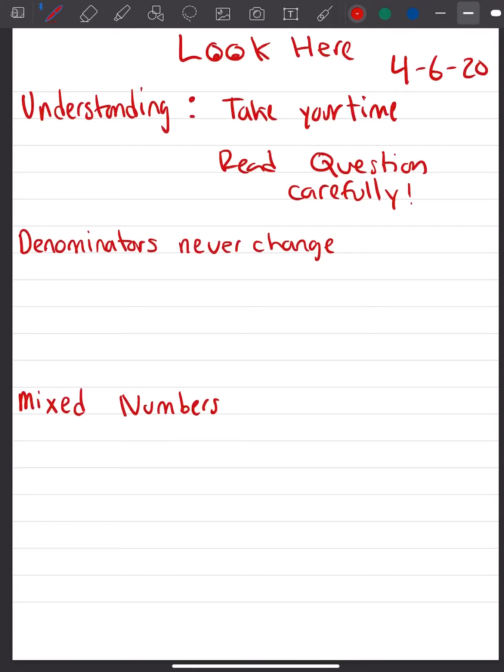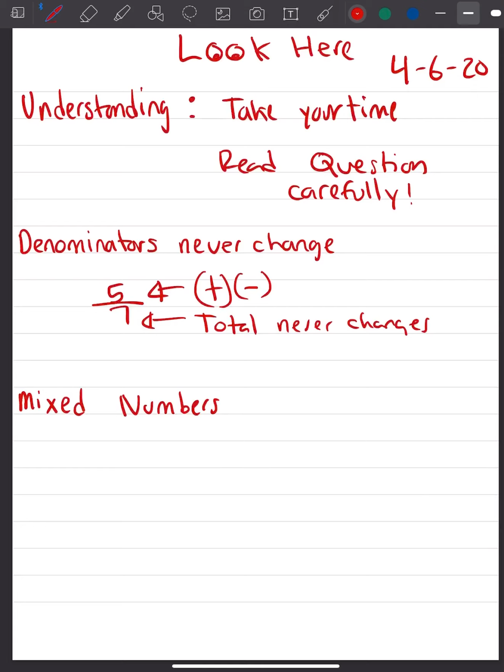Then we go to the next part that you need to know for today, which is that denominators never change, guys. So, for example, if they give you a fraction like this, let's say 5/7, this number might change because you might add or subtract to it. But this number, which is the denominator, would not change. Your total never changes. So if you notice that in your answer choices that number has changed, then you already know that it's wrong. It should not change. Okay?